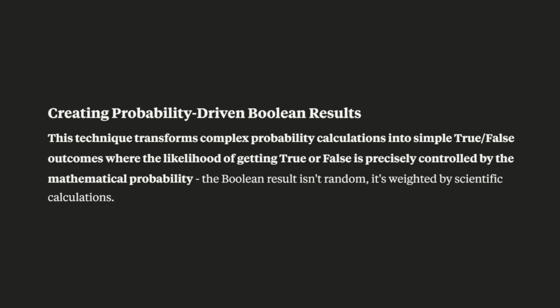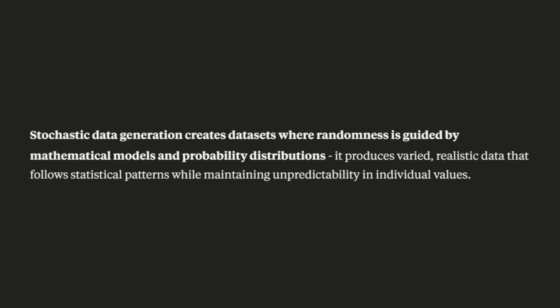If success_probability is 0.7, then 70% of the time random.random will generate a number less than 0.7, making the comparison true, or success. The other 30% of the time it generates a number 0.7 or higher, making the comparison false, or failure. This is stochastic data generation for realistic simulation.